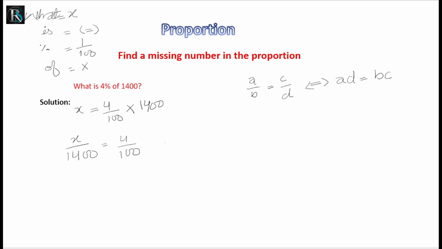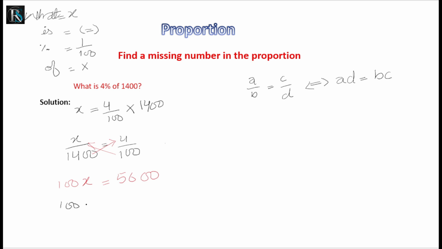First we need to cross multiply. So that would be 100 times x is equal to 4 times 1400. So what we will get from here, 5600. So it's better to change the ink color. Now we are left with the equation. We need to solve this equation for the unknown variable x.